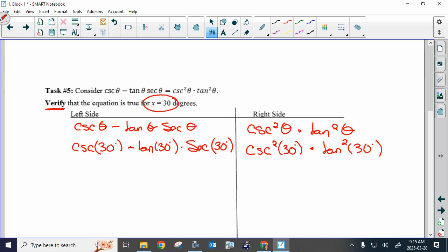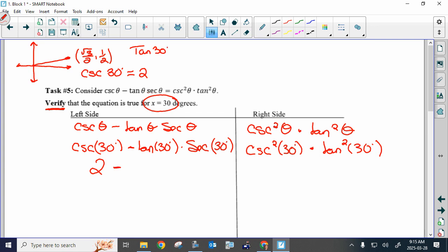So when I dive into this question, I'm just going to do a quick little 30-degree diagram right here. And I know it's root 3 over 2 and 1/2, which means cosecant is the reciprocal of sine. So cosecant 30 degrees is 2. So I get to put a 2 here, minus tan of 30 degrees is the y value divided by the x value, which gives me 1 over root 3.